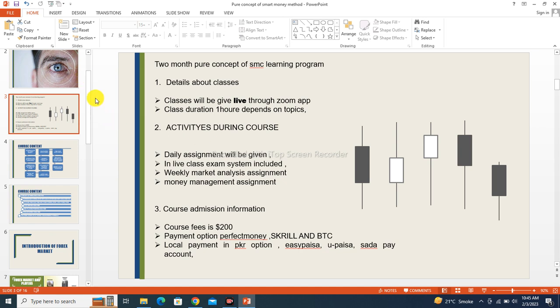Any type of prop company, I mostly use the FTMO funded account and Smart Prop company.